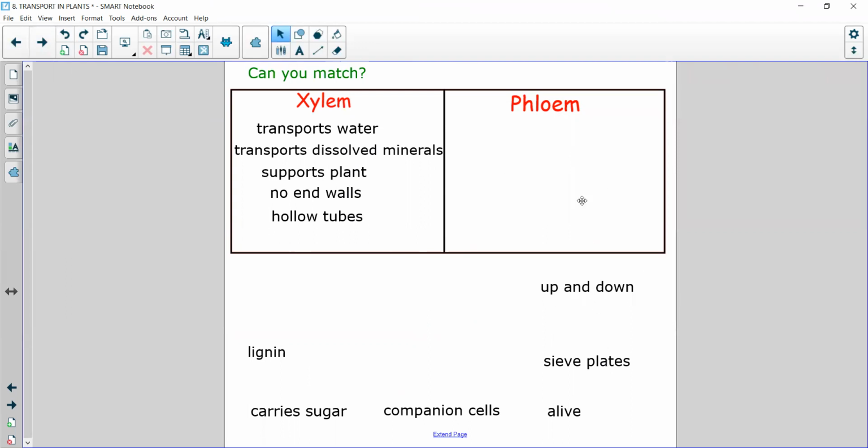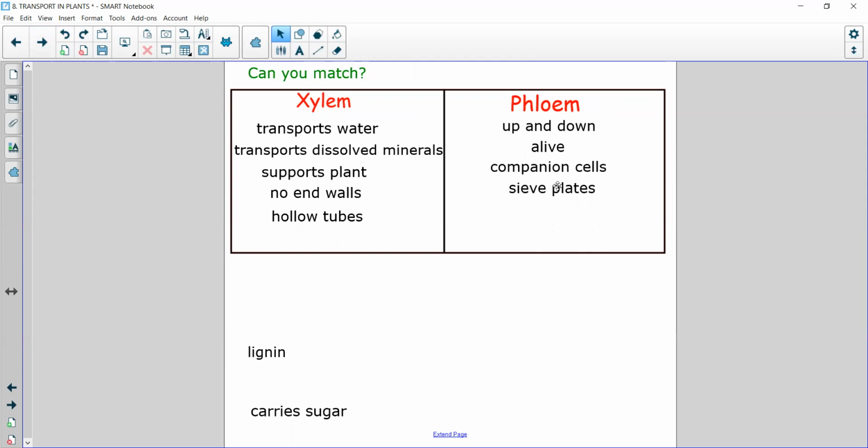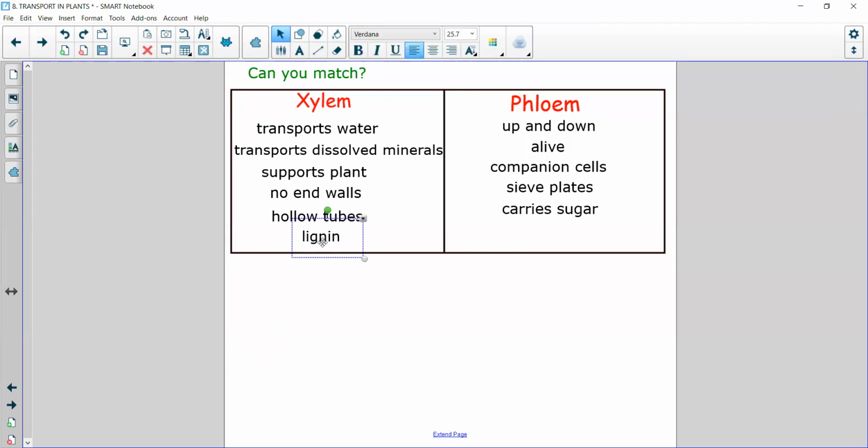Our phloem transports things up and down the plant. They are alive, and they're kept alive by these companion cells. The sieve plates are what we find at the end walls, and that separates different cells within the phloem tube, and their job is to carry sugar. Lignin, missed that one. Lignin is what supports the xylem to keep it open and keep it upright.